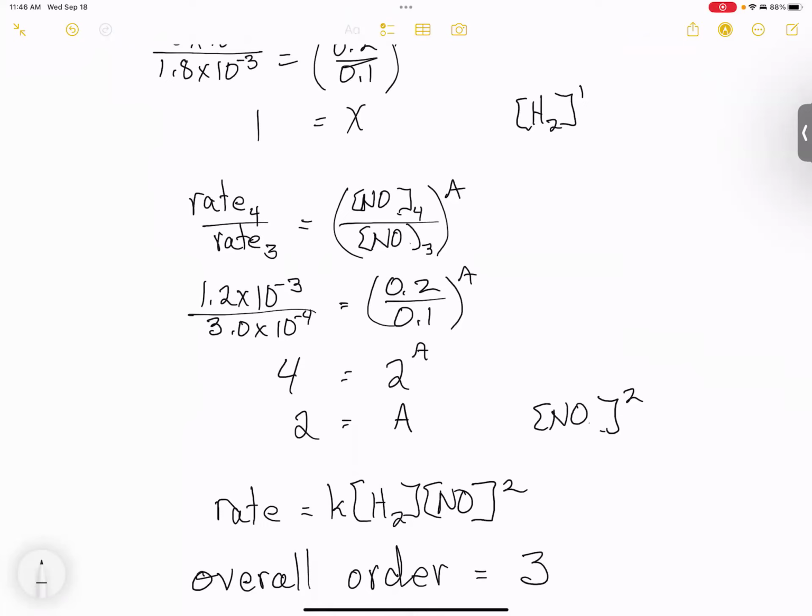So the rate law is rate is equal to the rate constant, don't forget the rate constant, times hydrogen times nitrogen monoxide squared. And the overall order is equal to 3. Because you have 2 nitrogen monoxides reacting with 1 hydrogen, that is the portion of the experiment that determines the rate of the reaction.